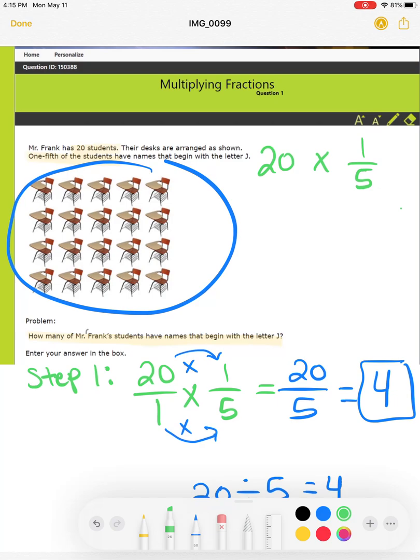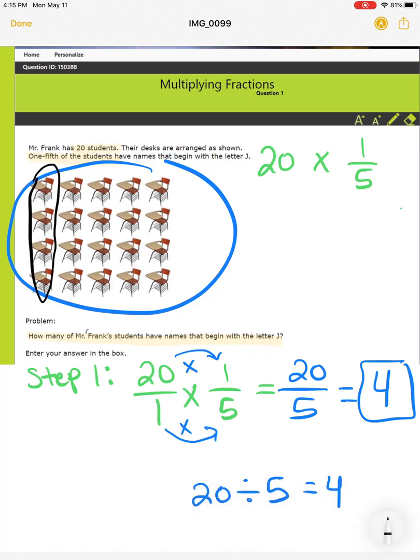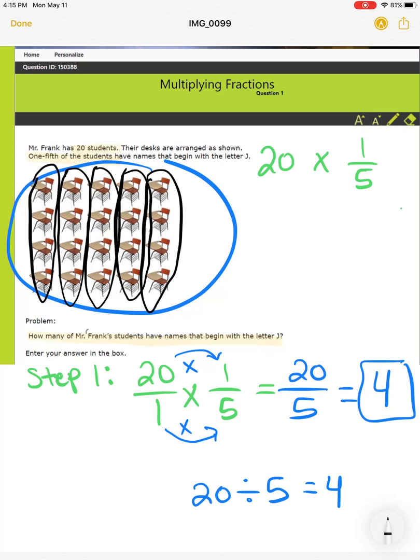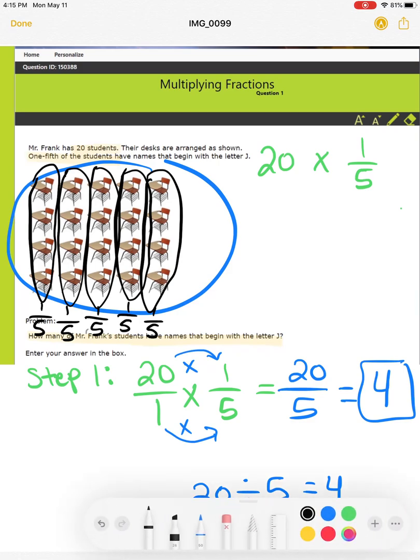So if we look at it, we notice that there are 5 rows right here. 1, 2, 3, 4, 5 rows. So that's like saying this is 1/5, this is 1/5, this is 1/5, 1/5, 1/5. So 1/5 of those students have names that start with the J. So only 1/5 of those.